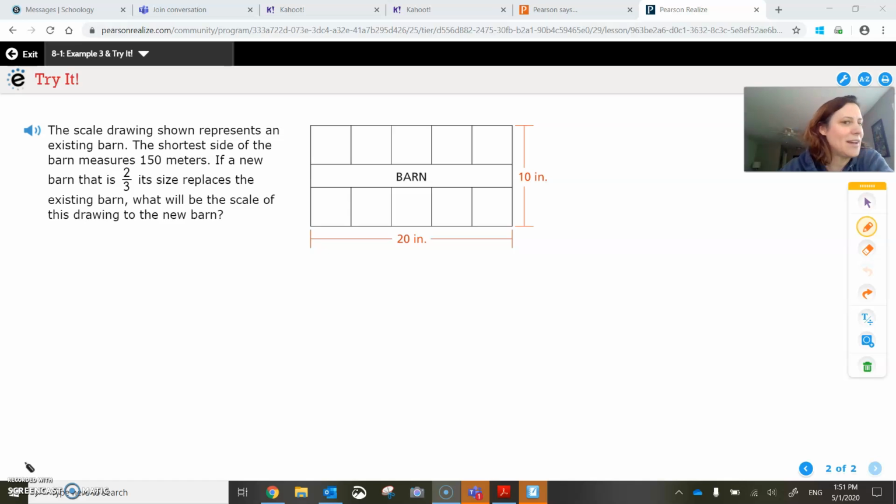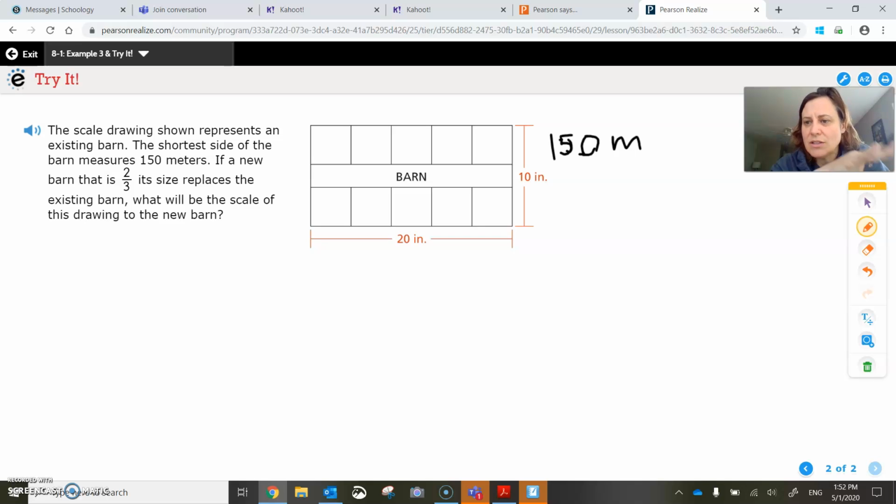Okay, so this is a scale drawing for a barn. The shortest side of the barn measures 150 meters. Maybe this isn't going to work. I think I'm going to have to use the other side. 150 meters. If a new barn that is 2/3 its size replaces the existing barn, what will the scale of this drawing be to the new barn?